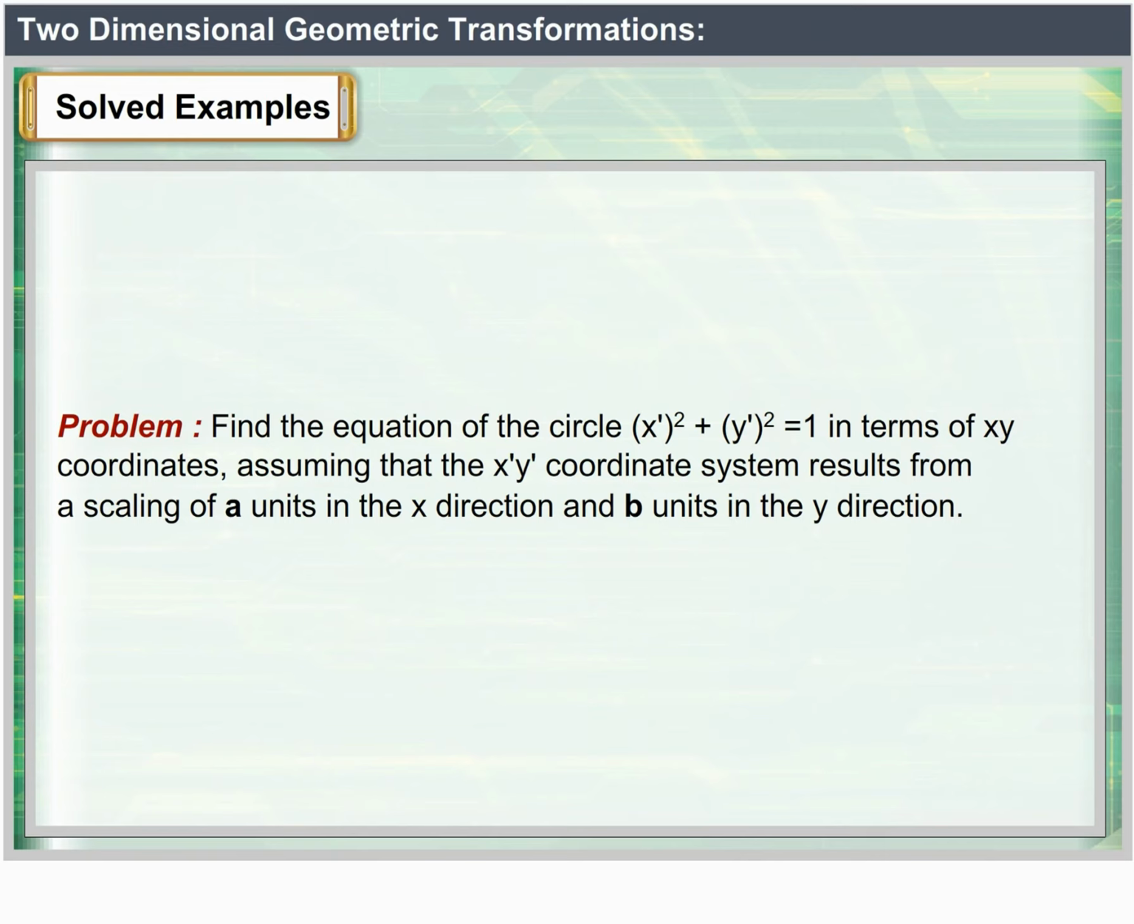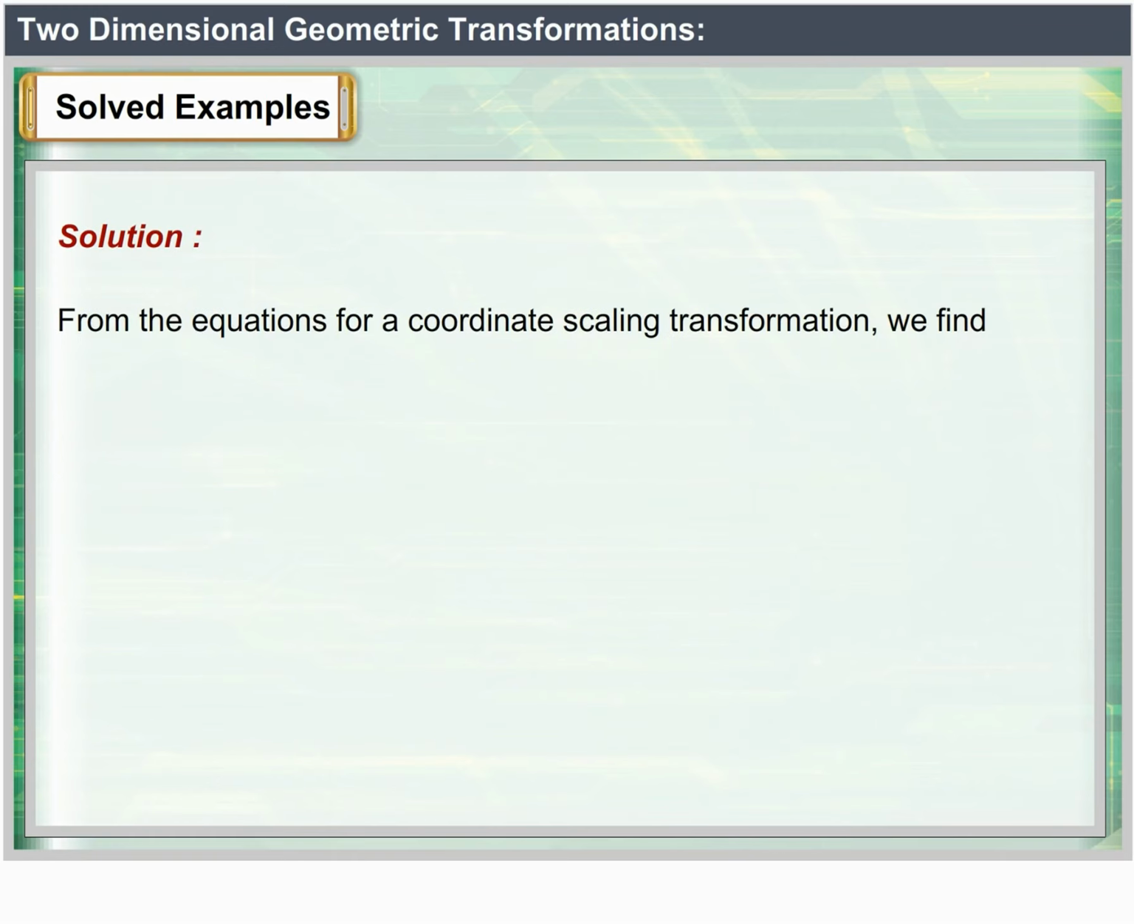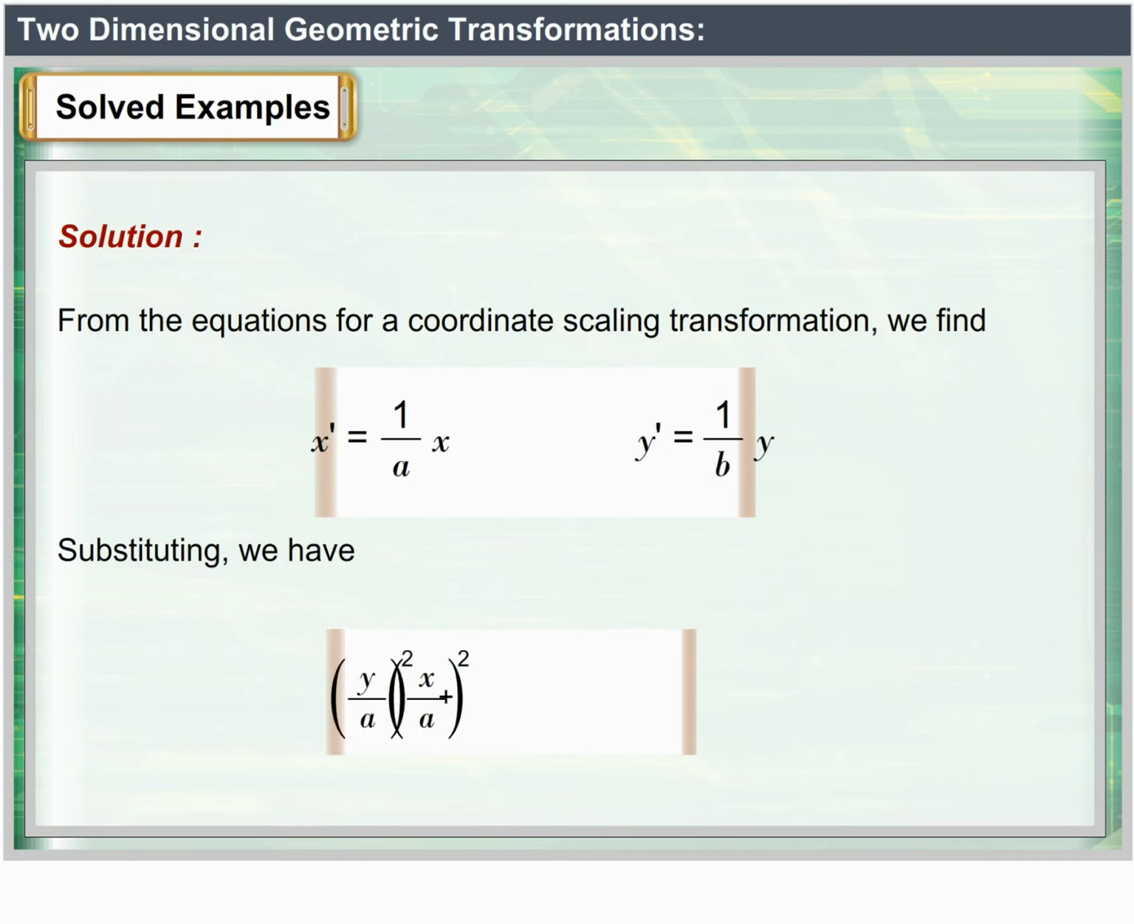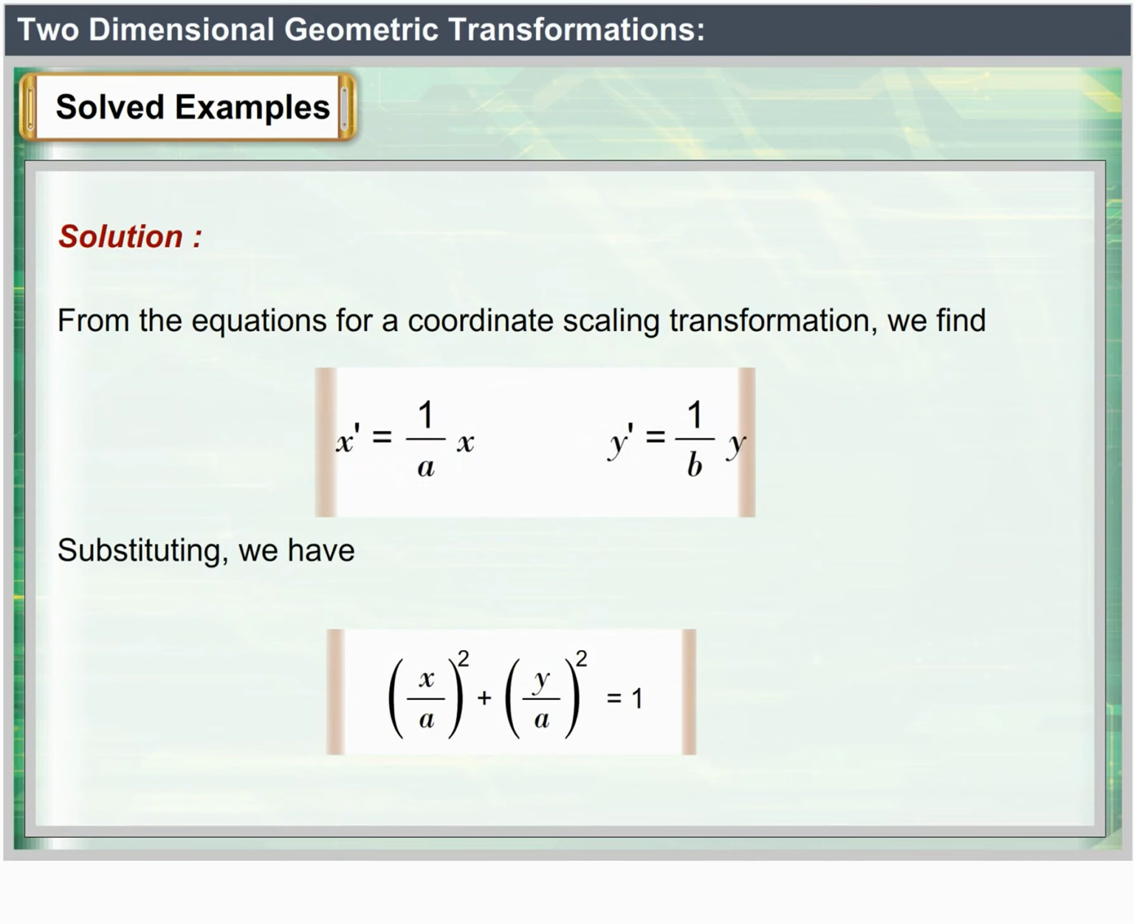Solution: from the equations for a coordinate scaling transformation, we find x dash equals 1 by a x, y dash equals 1 by b y. Substituting, we have the following equation. Notice that as a result of scaling, the equation of the circle is transformed to the equation of an ellipse in the xy coordinate system.